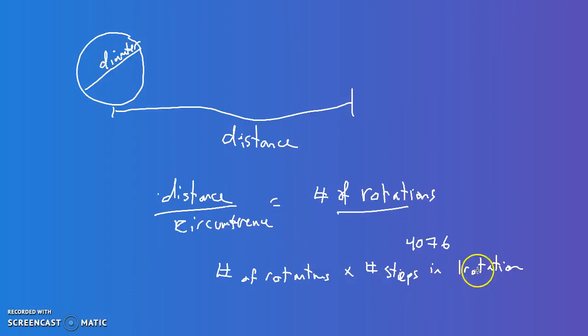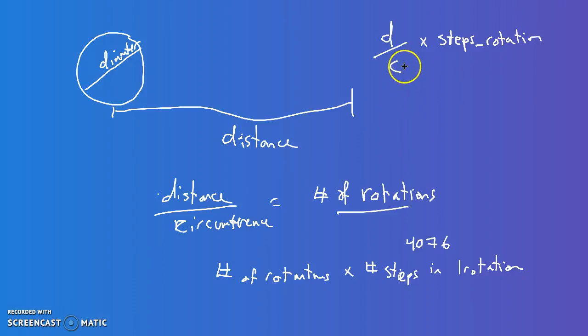And so then we're going to multiply that by the steps in one rotation. So distance, we'll use d, divided by circumference, giving us that number of rotations, then times the steps in rotation. Okay, so this is the calculation we need to do.